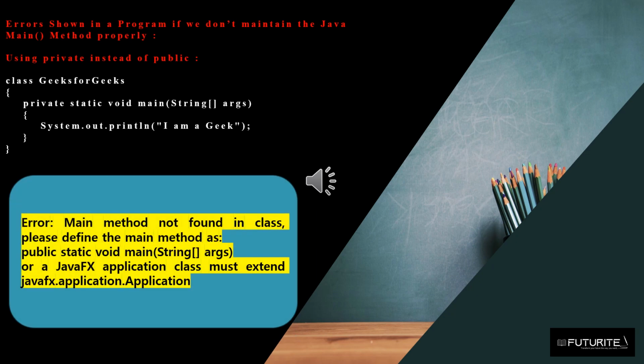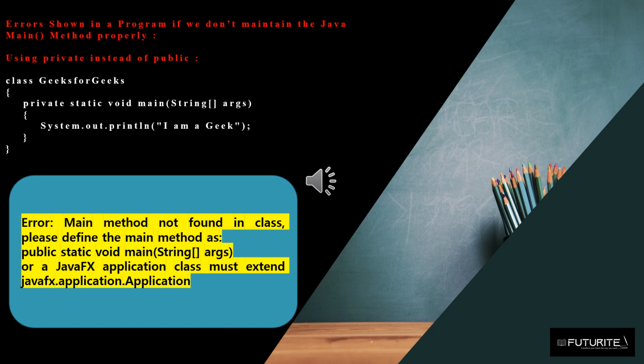So learners, now let us understand what errors we can face if we do not maintain the main method properly. See here, instead of public static void main, we have changed public to private. So what is the error that is shown after you compile the program? Main method not found in class.